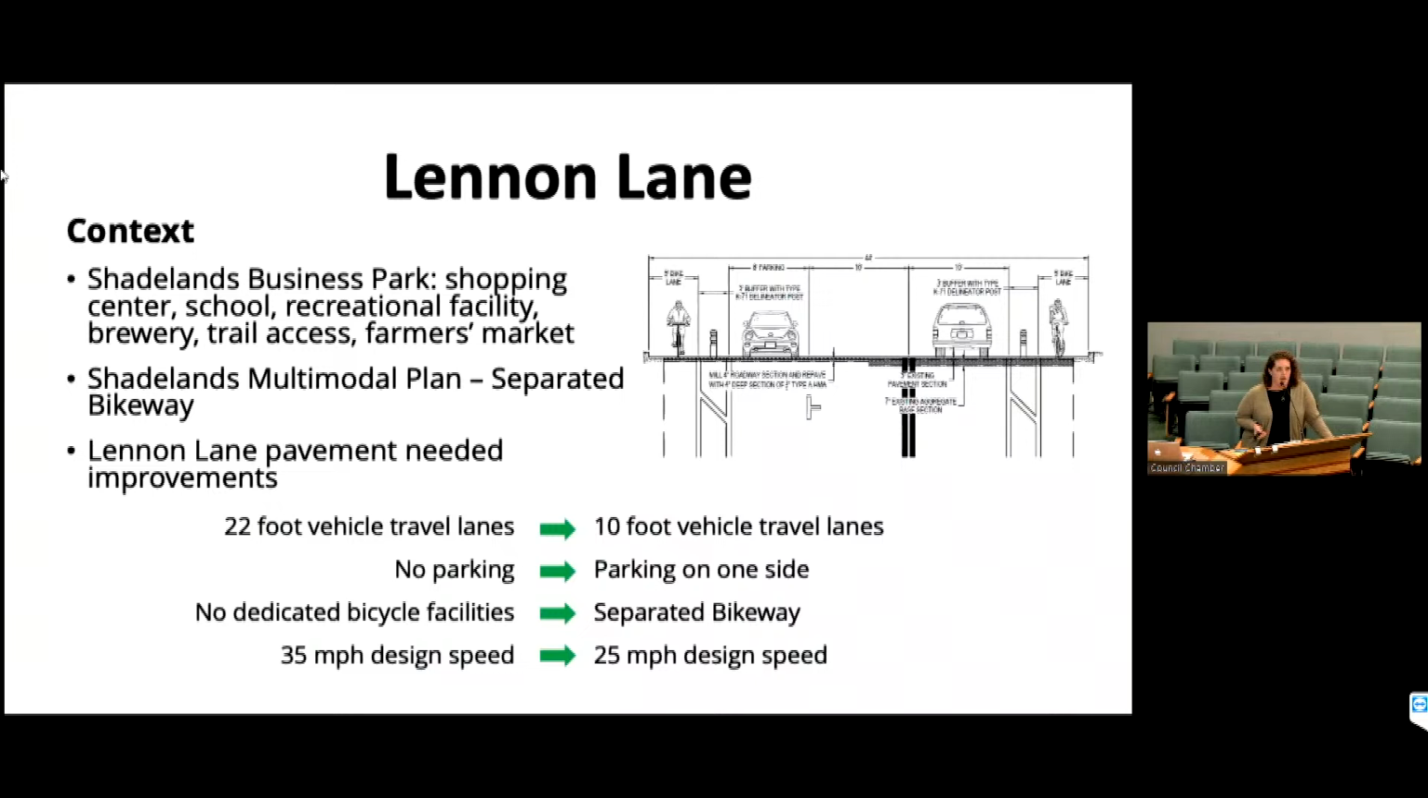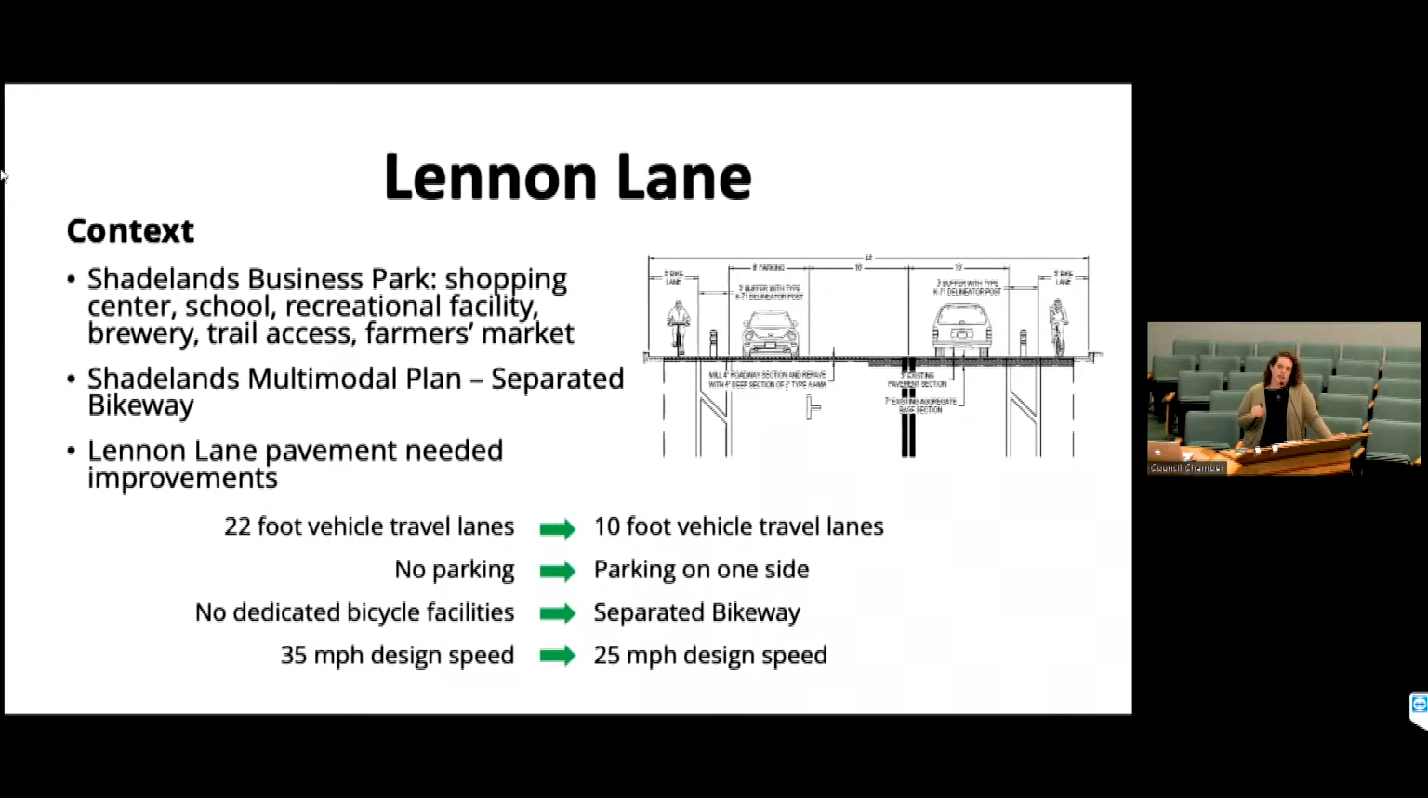And with that in mind, the Shadelands multimodal plan was done a couple years ago, and it called for a separated bikeway on many of the streets in the business park, including Lennon Lane. So where this comes in to the CIP side is that Lennon Lane's pavement needed improvements. So we took the opportunity to implement what was in the plan.